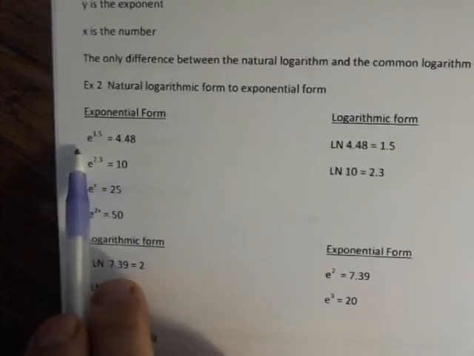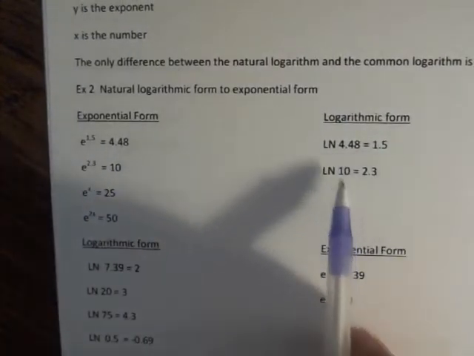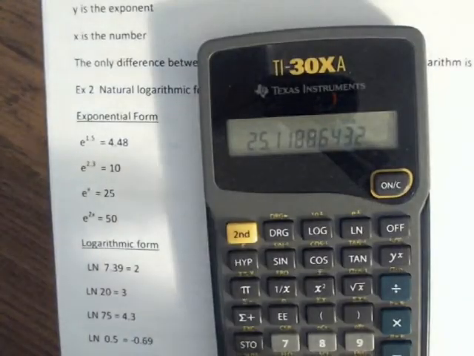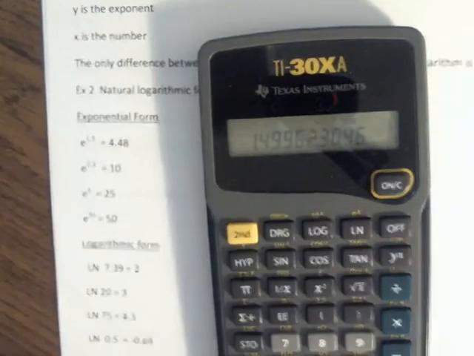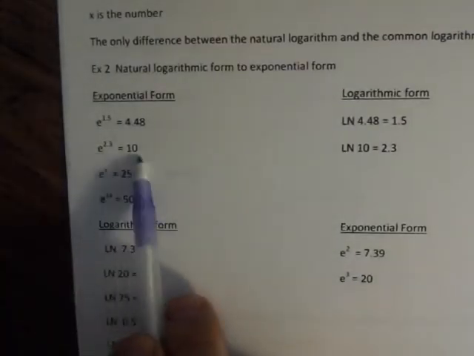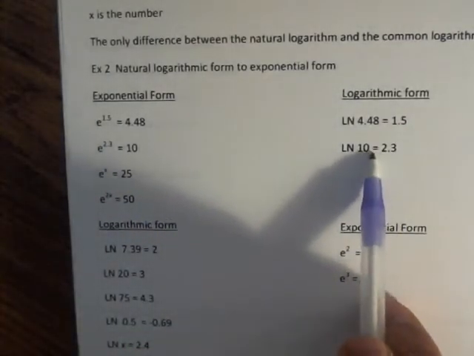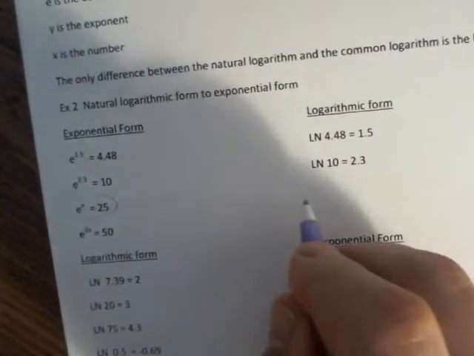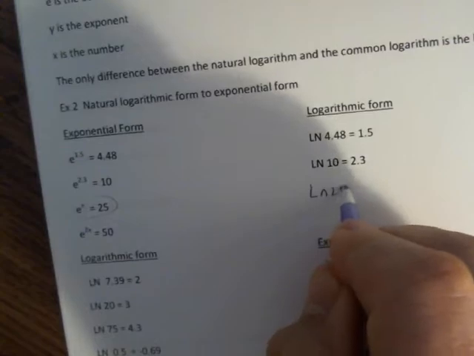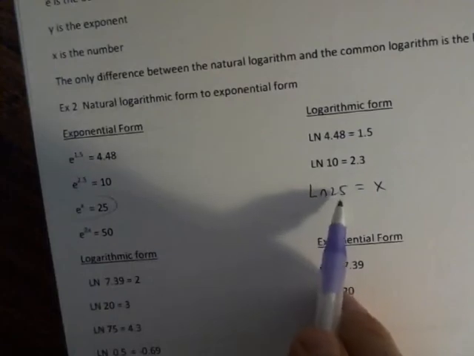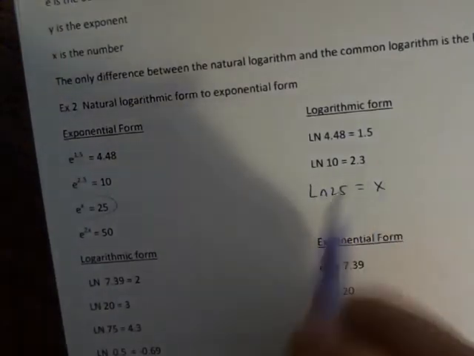If I say e to the 1.5 power is 4.48, then if I put natural log of 4.48 in my calculator, I should get 1.5. Okay, 1.4996, that's 1.5. If e to the 2.3 is 10, then natural log of 10 is 2.3. So looking here, I do not know my exponent. So if I do not know my exponent, then I say, oh, natural log of 25 is x. Change it to a natural logarithm. We don't write the base but it's e. Goes right down here.